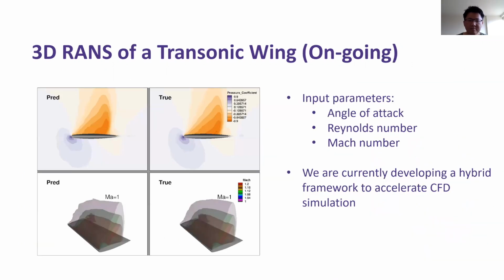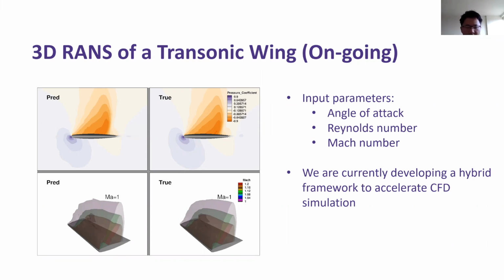Okay. The next one is sort of an ongoing demonstration on using NIF for a 3D RANS problem. It's on a transonic wing, the ONERA M6 problem. Basically, it's a standard tutorial problem in SU2. We have three input parameters: angle of attack, Reynolds number, and Mach number.